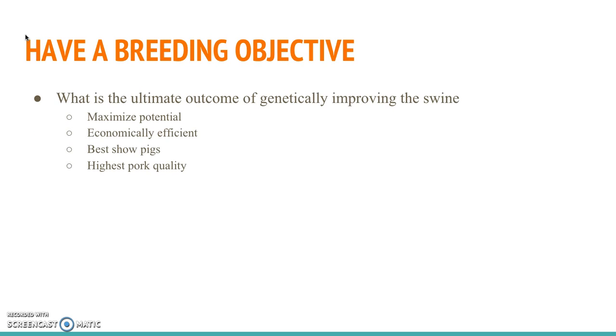The next step is needing to know what your purpose for breeding is. You really need to know what objectives you want to conquer in this step. What is the ultimate outcome of genetically improving the swine? The main step is normally maximizing potential. There are also other factors that go into this, such as the economy and cost, and being very cost effective in this. Also, another main one is having good pork quality, because consumers really care about this and the price that they're paying for it.